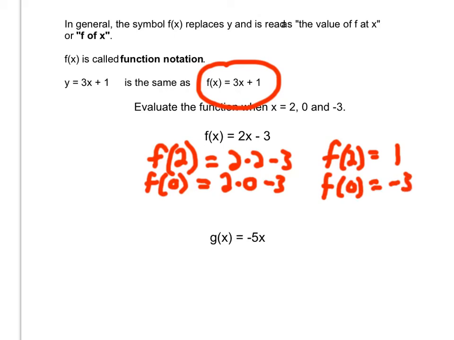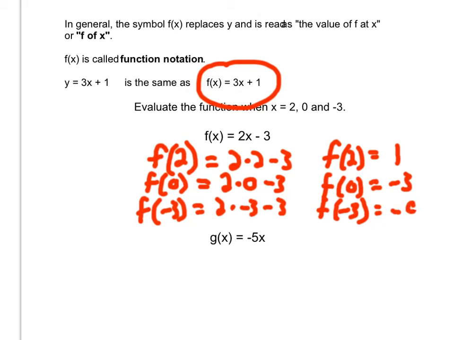Again, basically all this is doing is replacing y. And this is called function notation. This will be really important when you go on to later math, especially. So the value of f at negative 3 means we plug in negative 3 for x. So the value of f at -3 is 2 times -3, which is -6, minus 3 is -9.